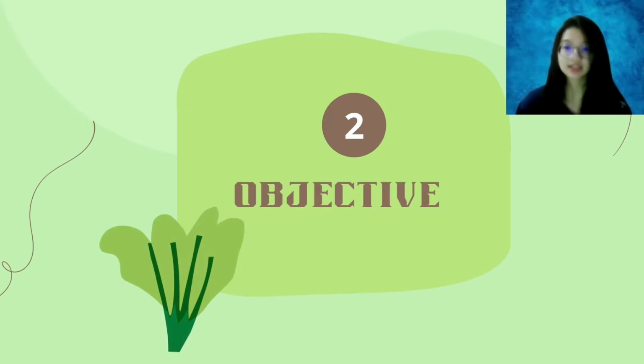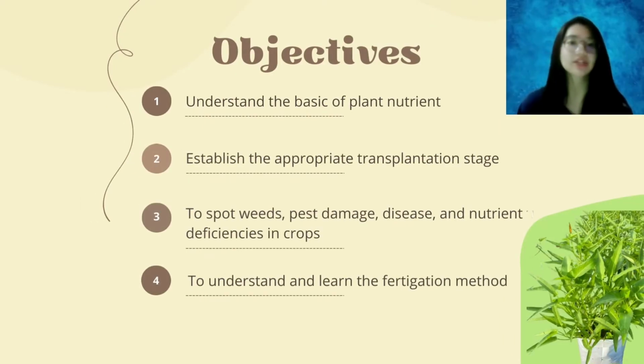So next is objectives. The first one is to understand the basics of plant nutrients. The second objective is to establish the appropriate transplantation stage. The third one is to identify weeds, pest damage, disease, and nutrient deficiencies in crops. And the last objective is to understand and learn the fertigation method.